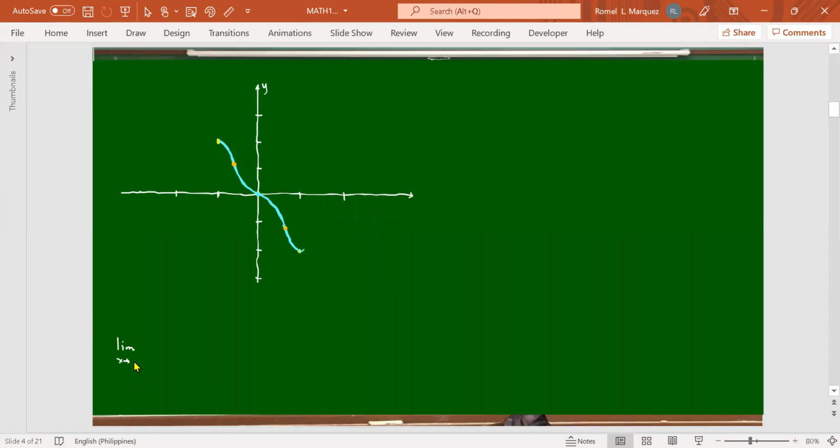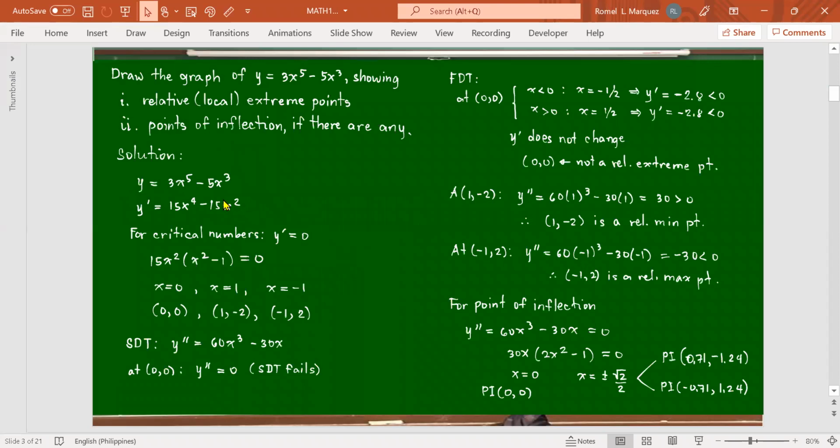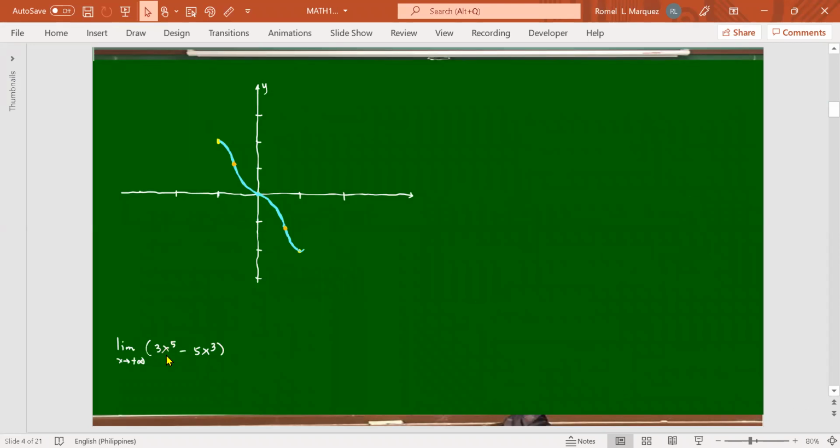Now, if you're going to take the limit as x approaches positive infinity of 3x to the fifth minus 5x cubed. Is this the function given? Yes. So the sign will be taken care of by 3x to the fifth, no? So it is positive infinity, meaning it will go up and up. Limit as x approaches negative infinity of 3x to the fifth minus 5x cubed is going to be negative infinity, so it will go down.